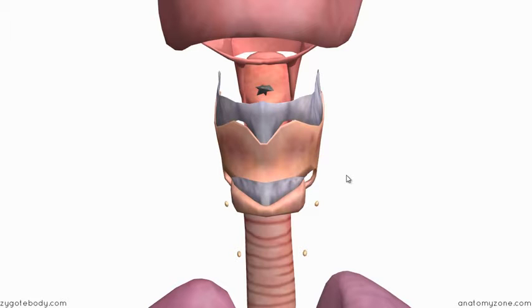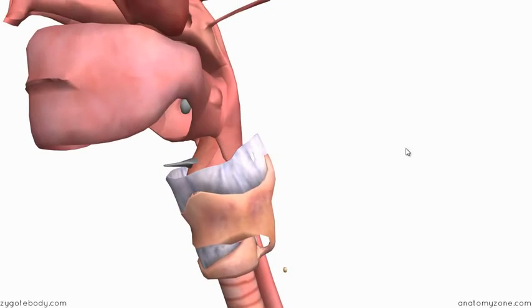The larynx is made up of 6 cartilages. You've got 3 unpaired cartilages and 3 paired cartilages. The paired cartilages are smaller and the large unpaired cartilages are larger. We'll start at the top and work our way down, and we'll look at these cartilages in a bit of detail.